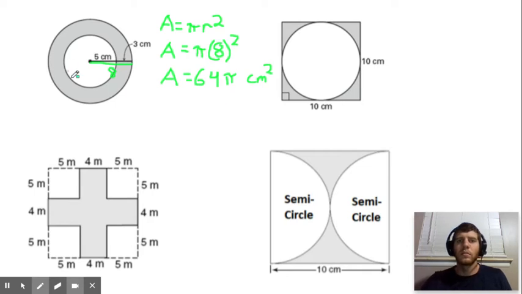And now we have to subtract away the inside figure. The inside figure is a circle as well. So our area formula for a circle is pi r squared. And our radius for the inside circle would be 5. So we have pi times our radius of 5 squared. That's going to be 25 pi.